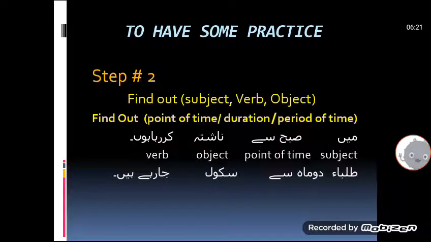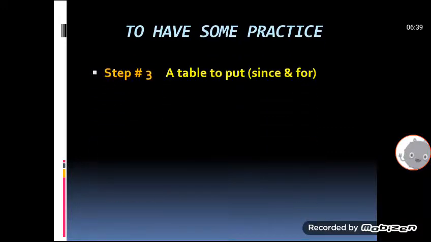तलबा 2 माह से स्कूल जा रहे हैं। You have to find out these 3, 4 things from this sentence as well as from this sentence. अमजद दिसंबर से इनाम हासिल कर रहा है। इन दोनों सेंटेंसेस में से आप खुद सब्जेक्ट, वर्ब, ऑब्जेक्ट एंड टाइम निकालेंगे कि what time is it, period or point. To have some practice, third step, a table to put since and for.